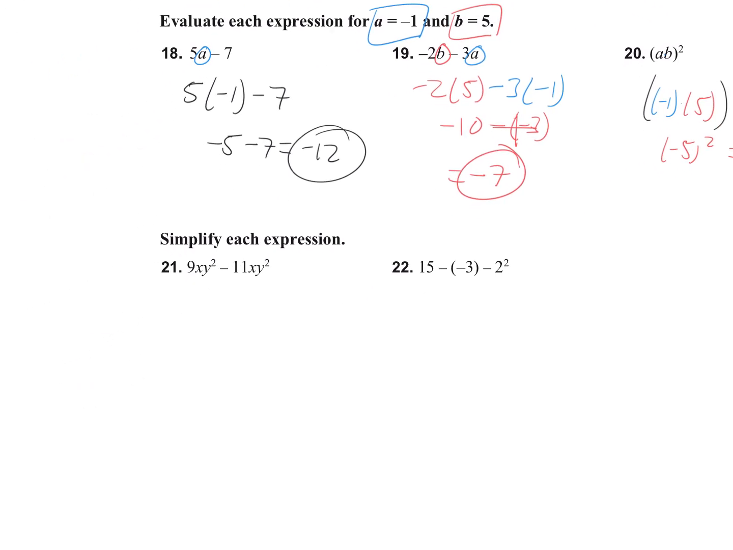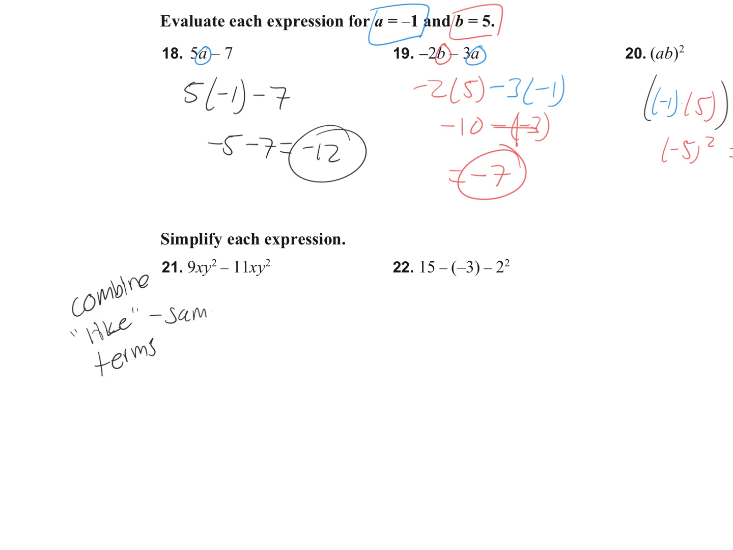And then for these, same thing, but number 21, we have variables, and we're trying to simplify this expression. Remember, combine like terms. Like terms, right? And terms are like if they have the same variables with the same exponents.